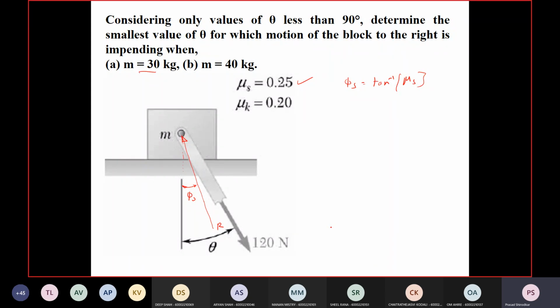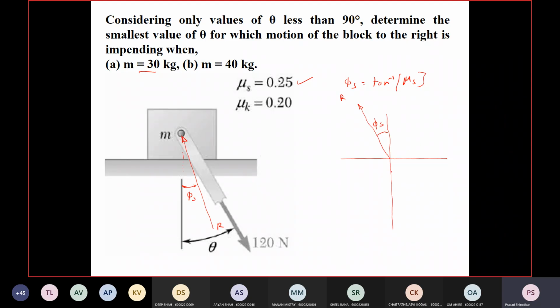Okay. So I can just reconstruct this in this way using the transmissibility. So this I can extend as the line of action of R and take it up. This is R, so this will be phi s.